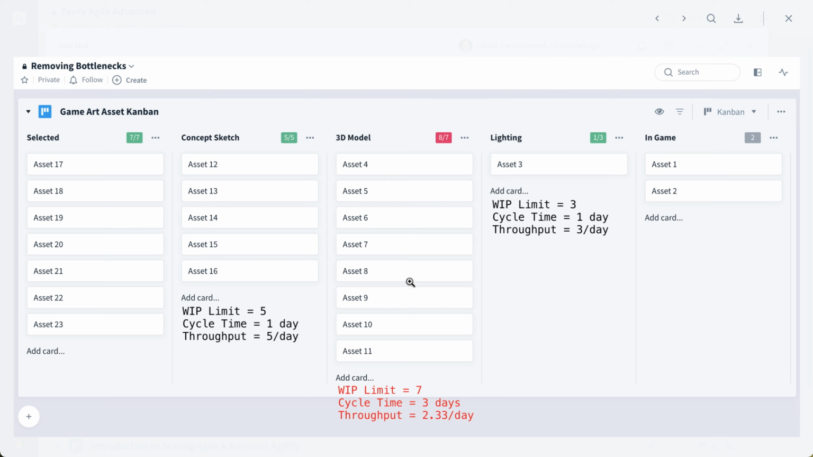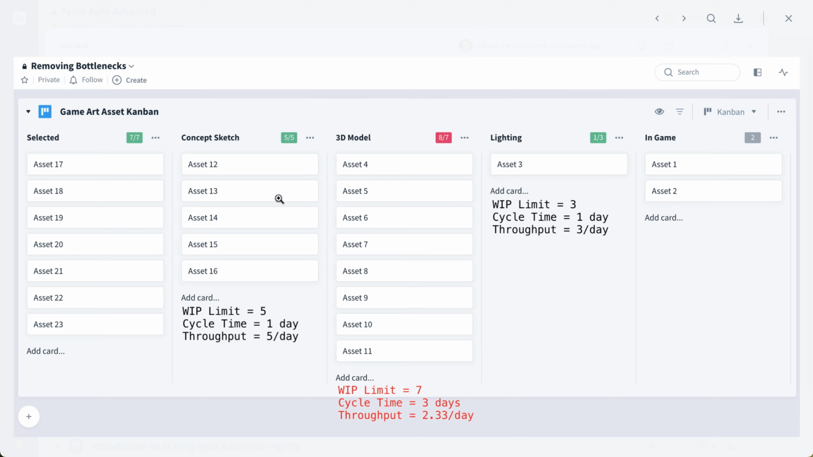So first of all, we've visually seen that cards are piling up here, but also using that throughput calculation, we've determined that this particular stage, 3D model, has the lowest throughput. To walk you through this, we can see the three main work in progress stages: concept sketch, 3D model, and lighting.